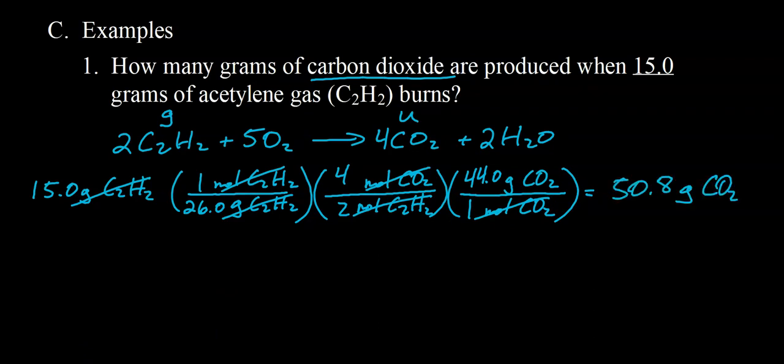So you should get 50.8 grams of carbon dioxide. This is how much carbon dioxide should be produced in the reaction of 15 grams of acetylene with lots of oxygen. So we didn't make any mention about the oxygen. So assume that we have lots of oxygen, plenty of oxygen, and that the acetylene is what is determining how much carbon dioxide is produced. In this case, 50.8 grams.